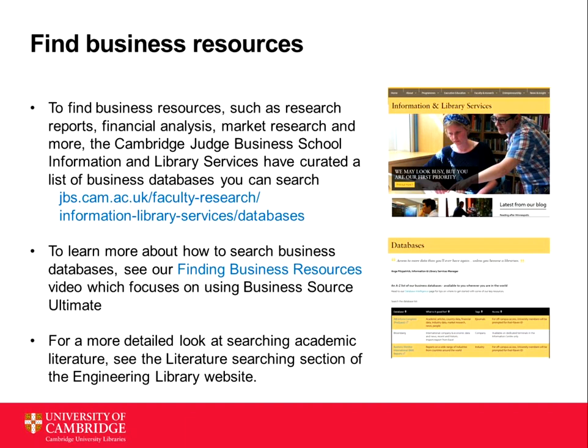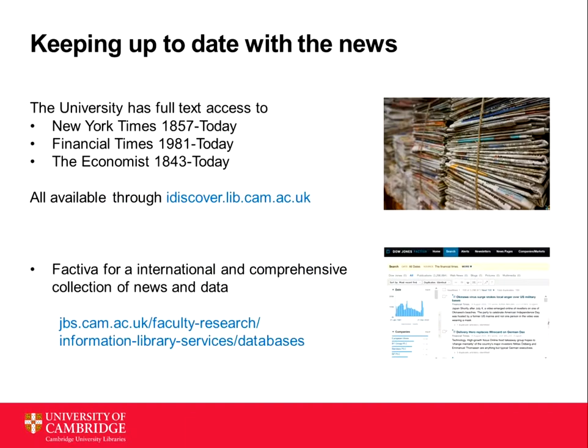If you want a more detailed look at tools, tips and techniques for searching academic literature for your research, visit our website. If you are looking for popular newspapers to read to keep up to date with events in the business world, through iDiscover you can find access to historic and recent articles in the New York Times, the Financial Times and the Economist, amongst others. And again, thanks to our colleagues at the Cambridge Judge Business School Information and Library Services, you also have access to Factiva, a global database of the world's most popular and important newspapers and trade journals.